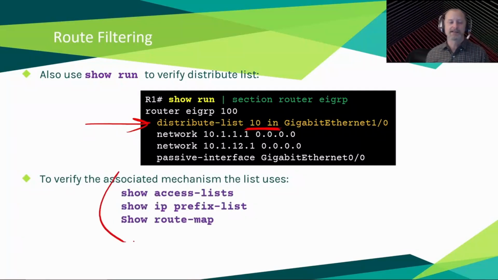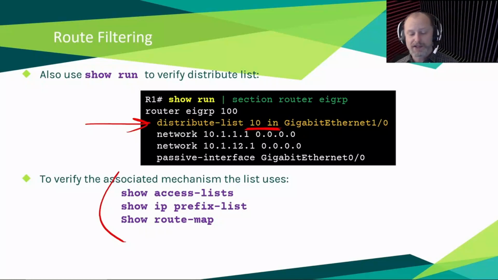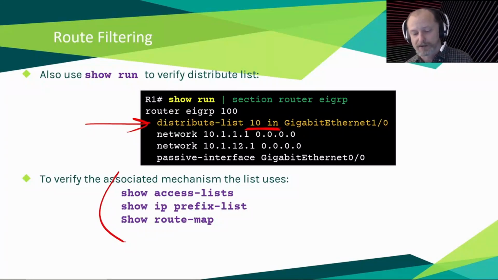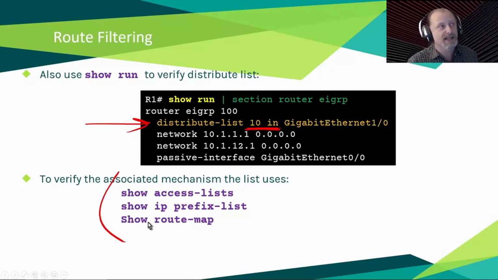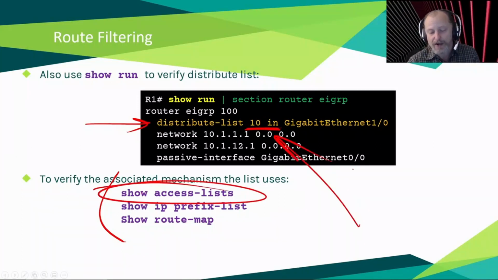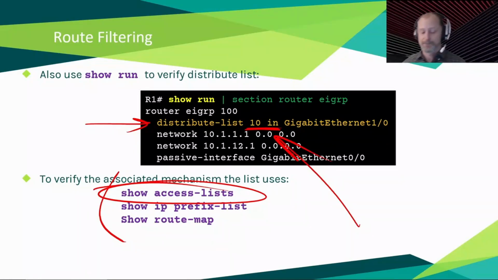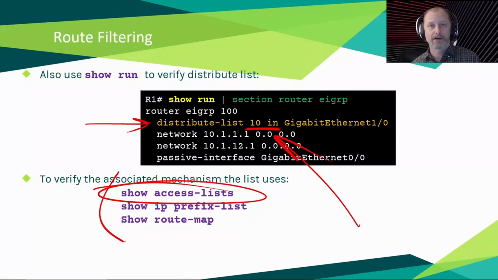Show access list, show IP prefix list, show route map. Those will help us determine if those have been done correctly. Okay. So in this case, if we weren't seeing the routes, since we have an ACL there, we would do the show access list and see, maybe it's blocking the path that we are missing. Okay.